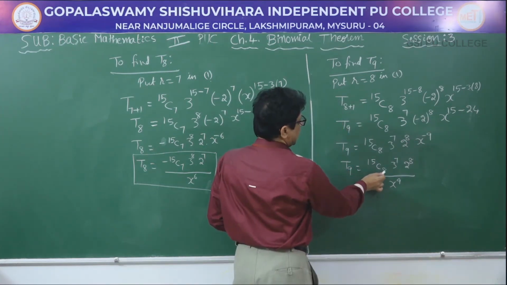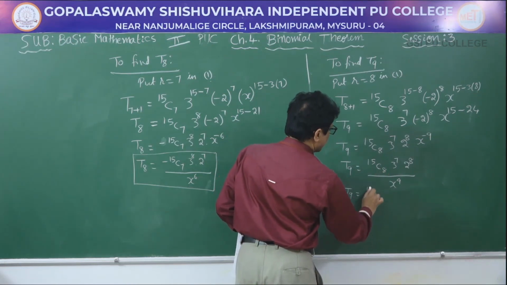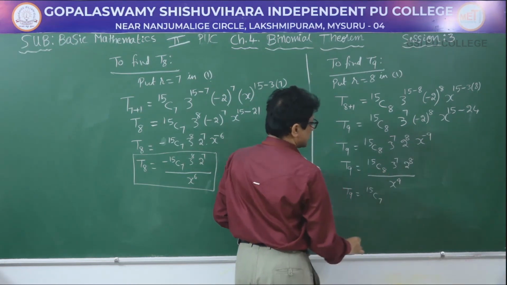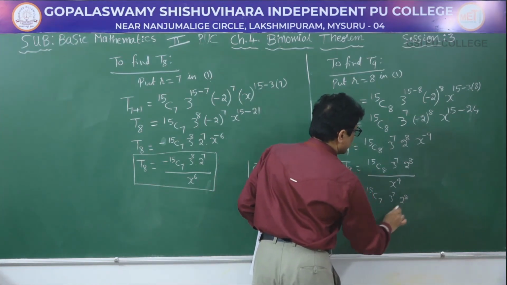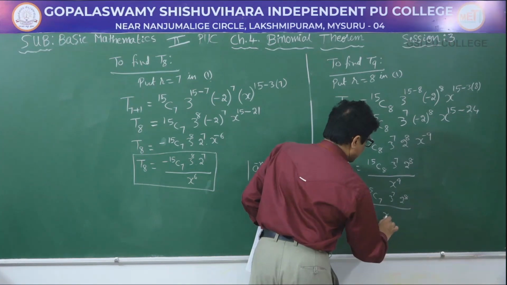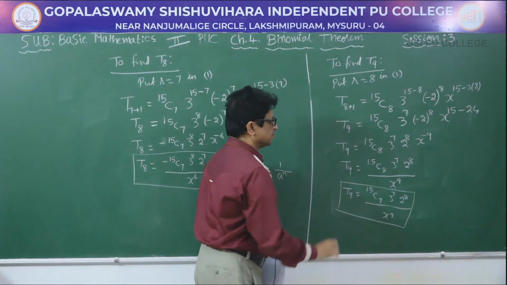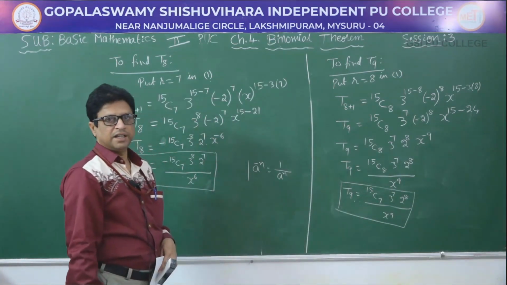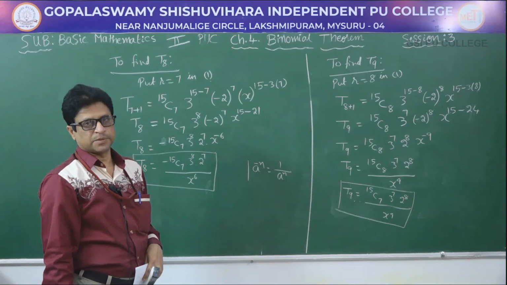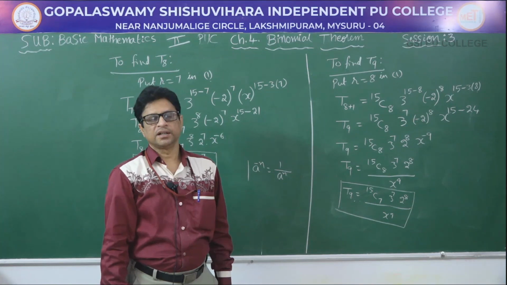15C8 can be written as 15C7. So, T9 will be equal to 15C7 into 3 power 7 into 2 power 8 divided by x power 9. These two terms are the middle terms of the given expansion. That completes this problem. Okay, thank you.